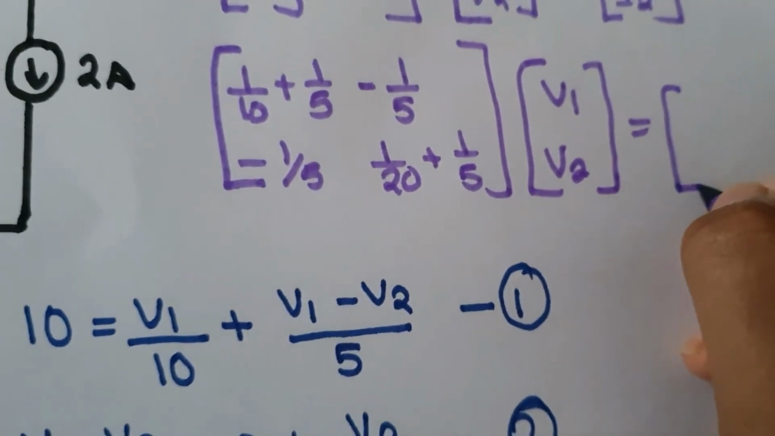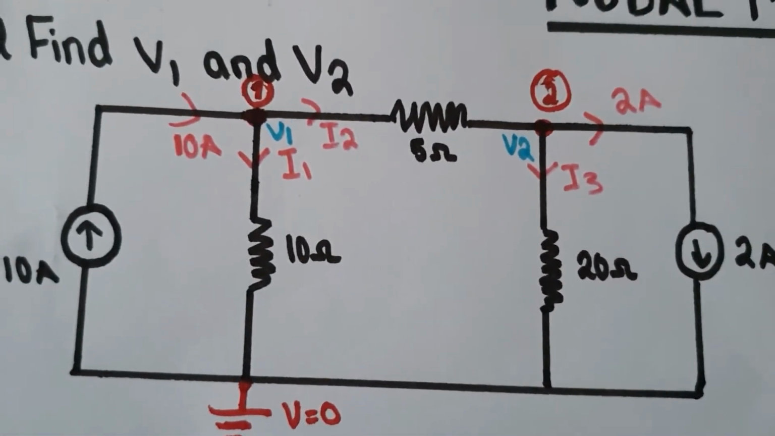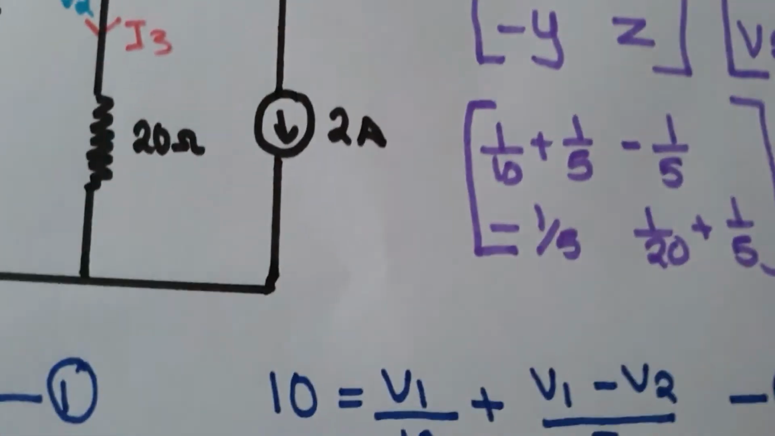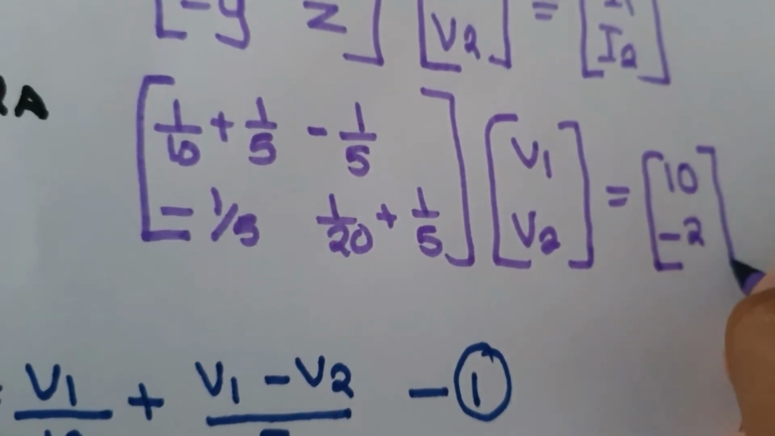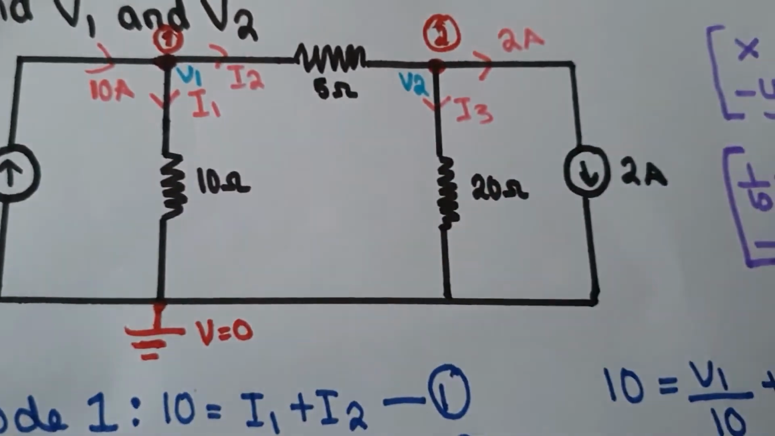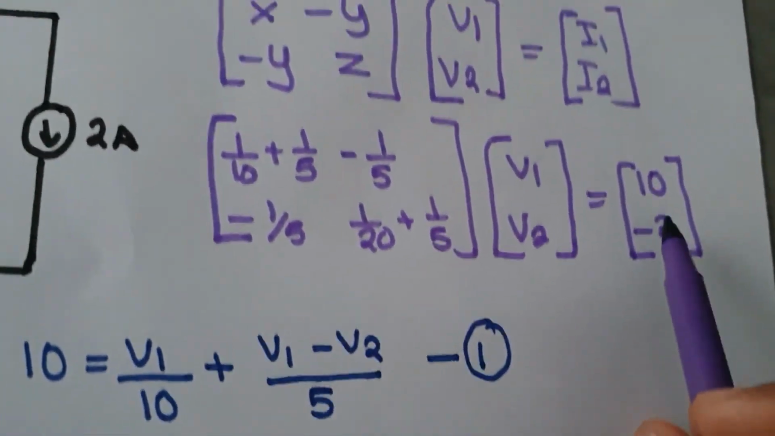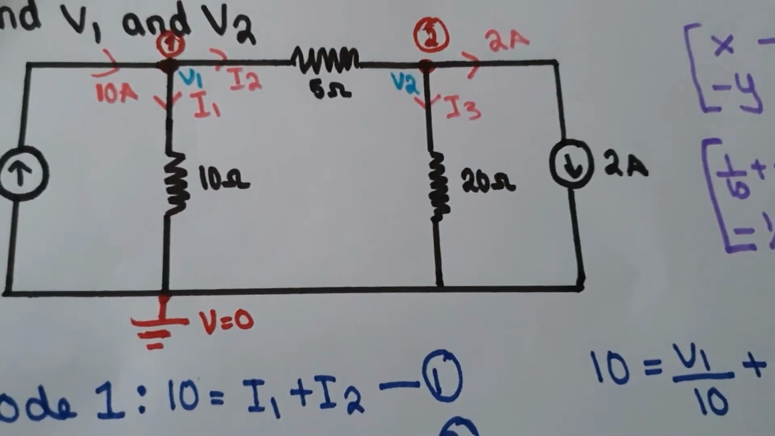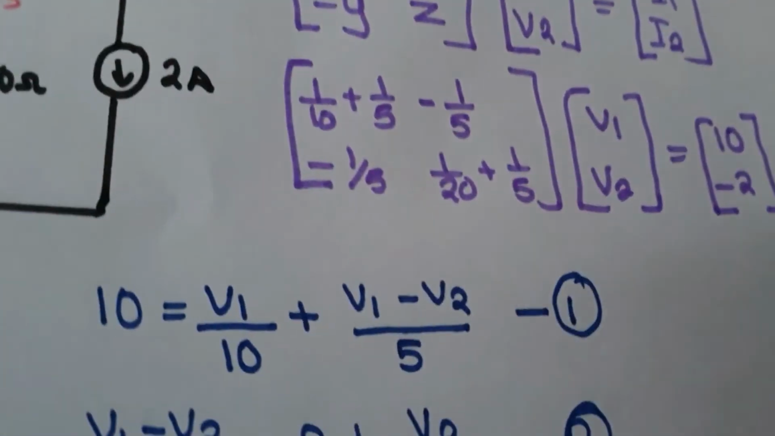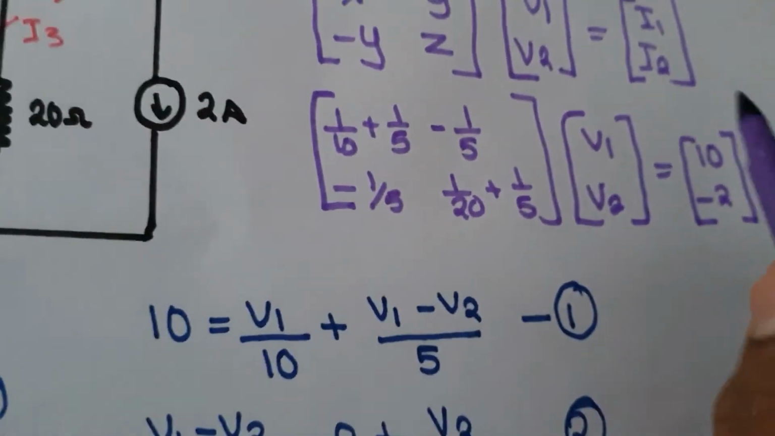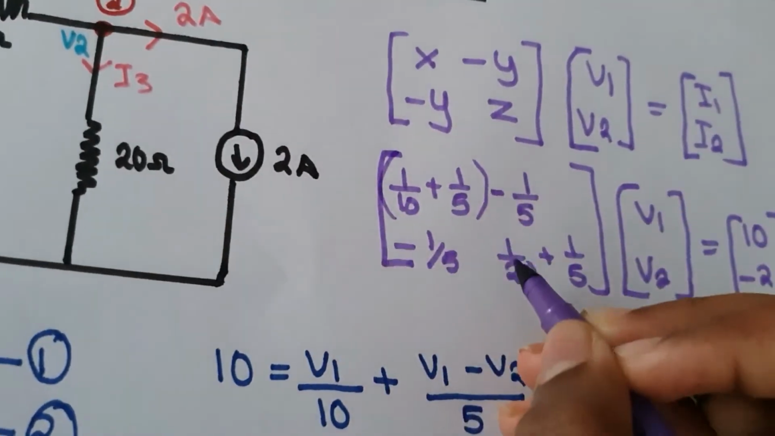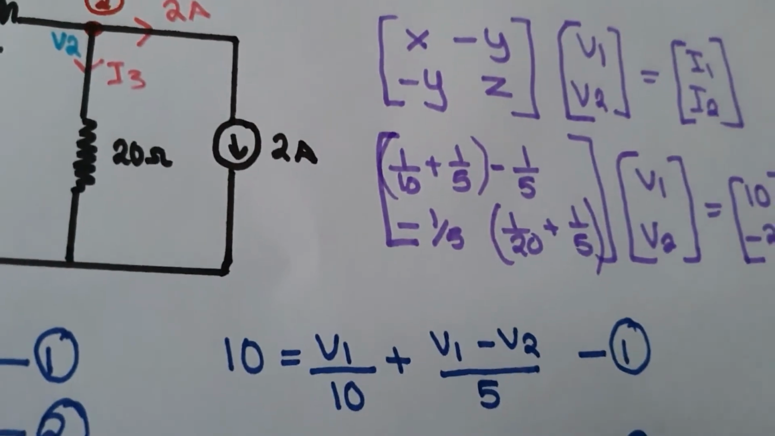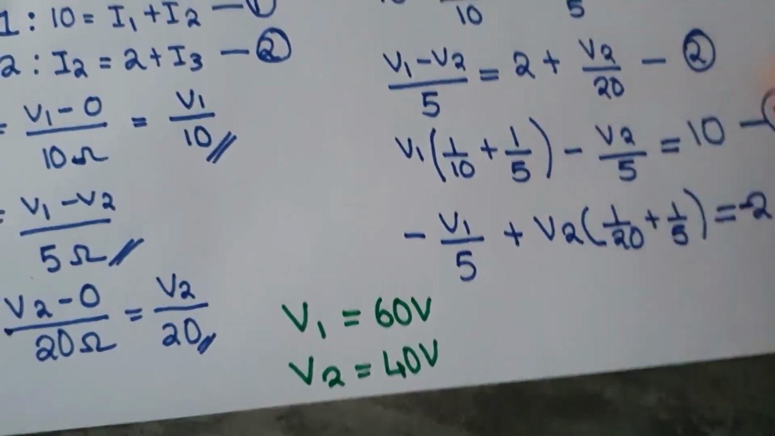equal to I1, which is 10, and then I2 is minus 2. 10 is the current entering and 2 is the current leaving. So leaving will be minus 2 and entering will be 10. If 10 was leaving, it would be minus 10, but 10 is entering and 2 is leaving. So now you just type it into the calculator and you will get the answer for the matrix method.